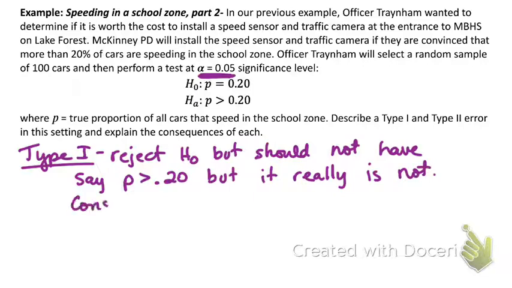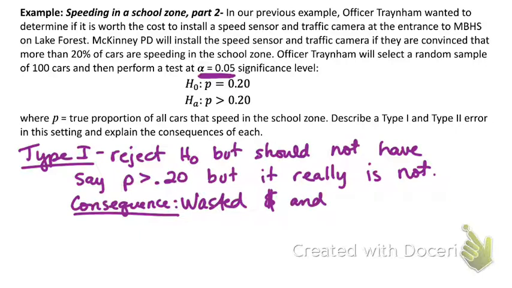All right, consequence of this. So what? Who cares, right? Well, let's see who cares. If we say that P is greater than 0.2, and we submit that to the McKinney PD, what are they going to do? They're going to install some sensors. But did we need them? No. We have wasted McKinney PD money. Wasted money and equipment. Is that bad? Yeah, that's pretty bad, you guys. We're so sad. We could have built another fire station number 487.